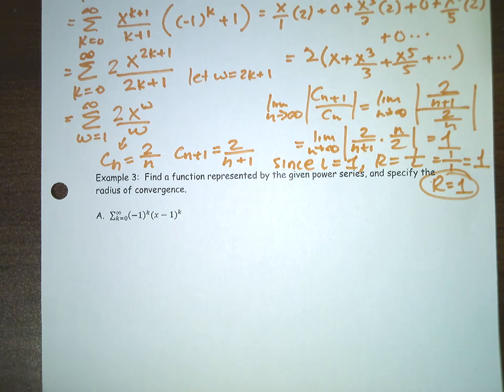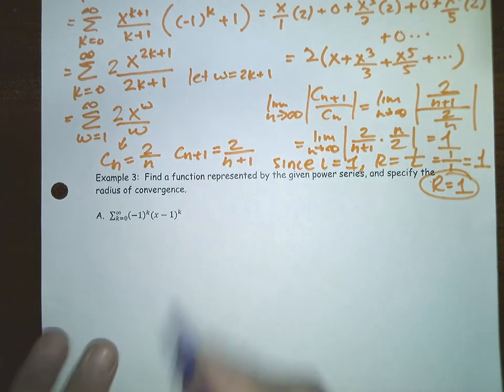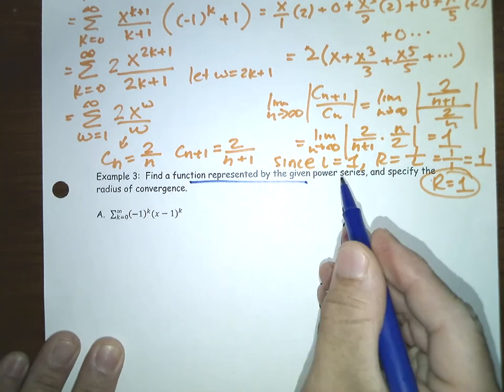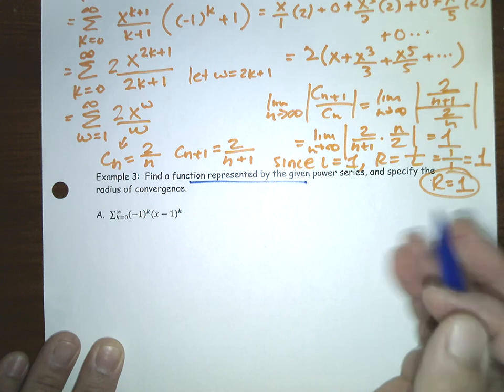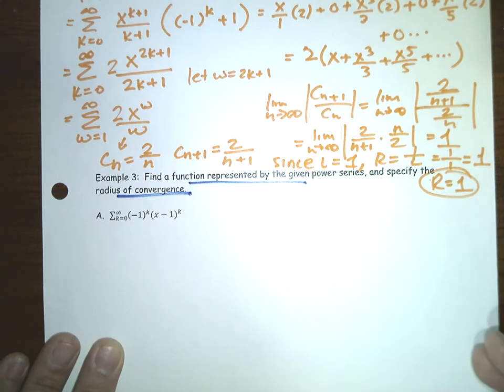All right, so now it is time for our very last example of finding the derivatives and integrals of power series, or differentiation and integration of power series. So I hope that you've really enjoyed this. And here is our last example. We have: find a function represented by the given power series and specify the radius of convergence.